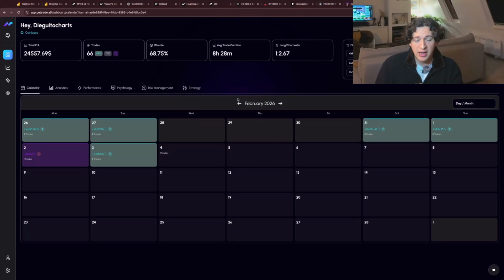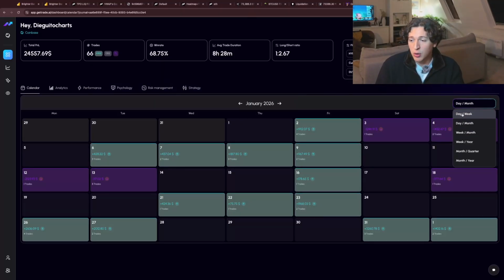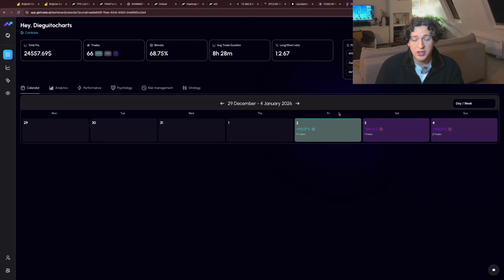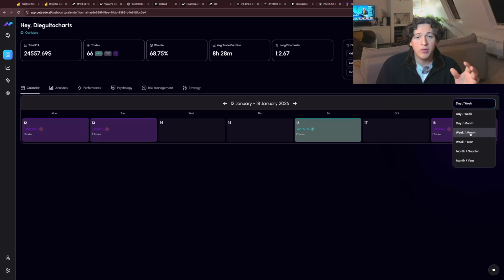For example, here I have a calendar where I can track every day the profits and the losses I made. You can also see how many trades I took, and this works for every month. If you click here, you can put the days in weeks, so you can track the weeks. For example, this week I made this much profit, this week I made this. And you can do it with all the time frames.